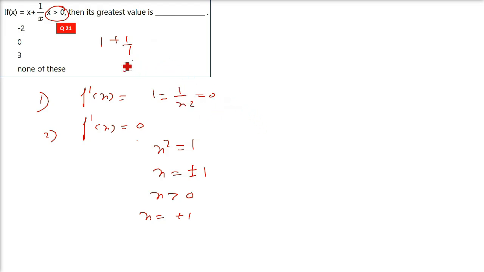So the greatest value of the function, which is 2, is not in the options. The options are -2, 0 and 3 and none of these. So I hope you are getting the point that it will be none of these. But in order to confirm that, we have to double differentiate also. 1 minus 1 by x square double differentiation is 2 by x cube.